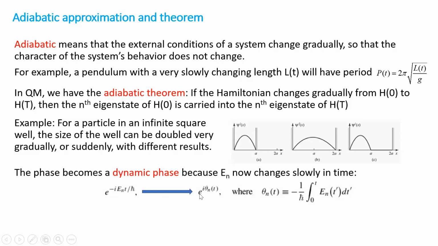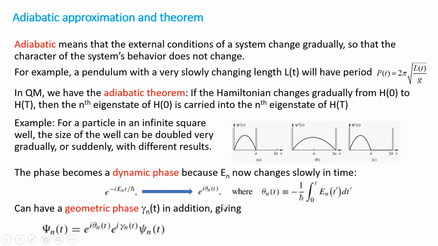So we can write that as e to the i theta n of t, where theta n is now the integral from 0 to t of En of t prime dt prime. So that's a generalization of this phase factor for when En is a function of time. And this e to the i theta n of t is called the dynamic phase. If En is constant, it reduces to the regular phase, but it's the dynamic phase in general.